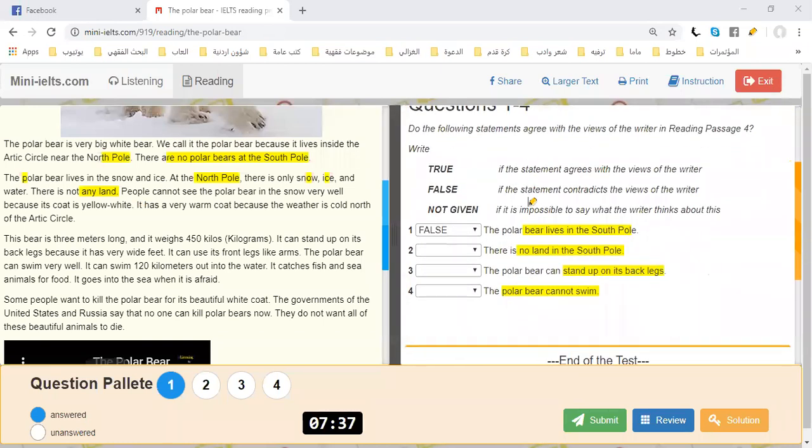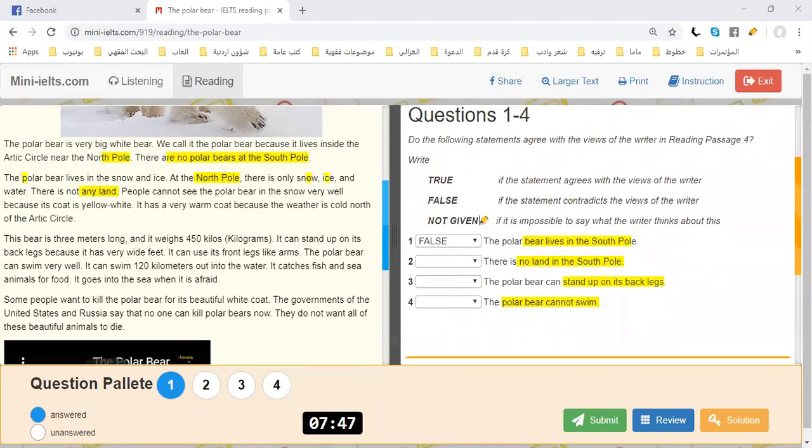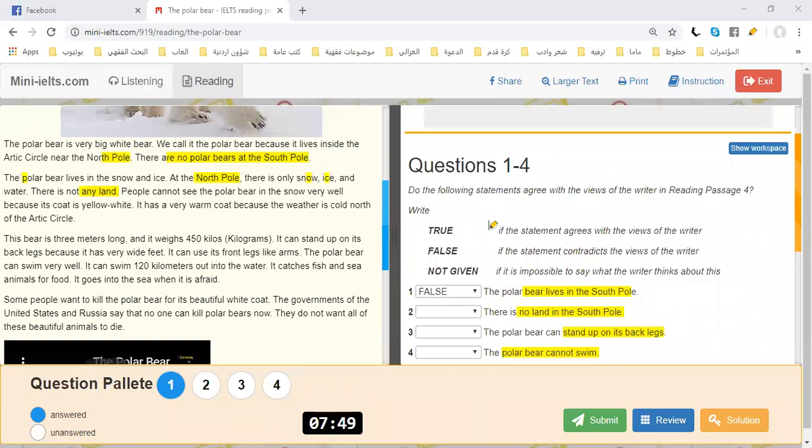So in fact, there is a little mistake in the construction of this type of question. Actually, this question should be yes, no, not given. Not true, false, not given.